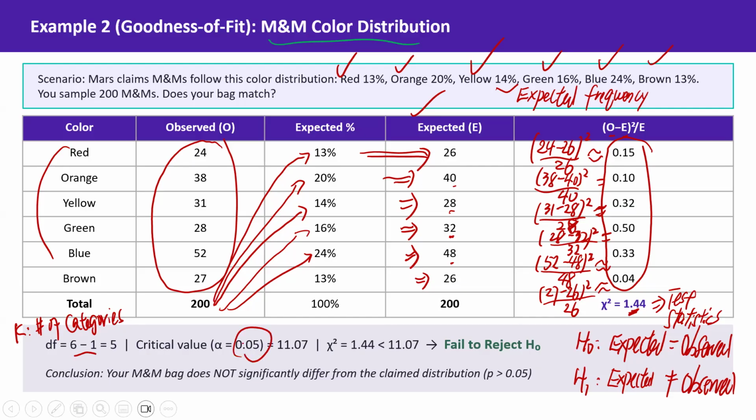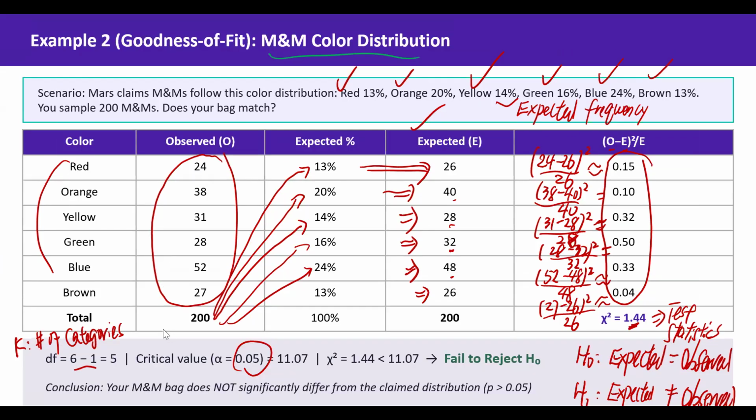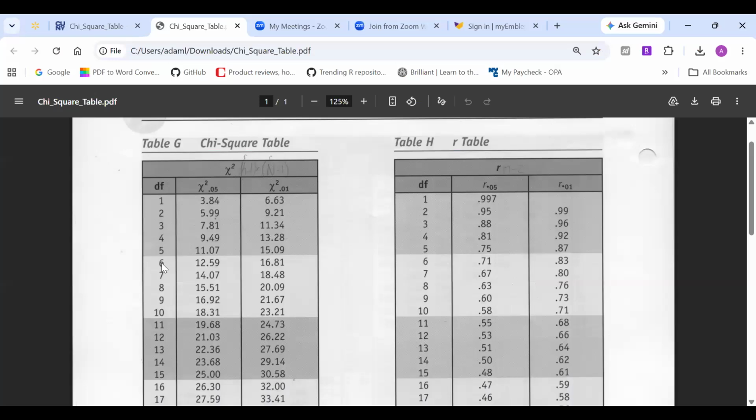So now you go back one more time, let's go back to the chi-square table. So it's 5, and then alpha is 0.05, and then the intercept is 11.07. So that's basically the critical value of the chi-square. So we get the critical value 11.07.